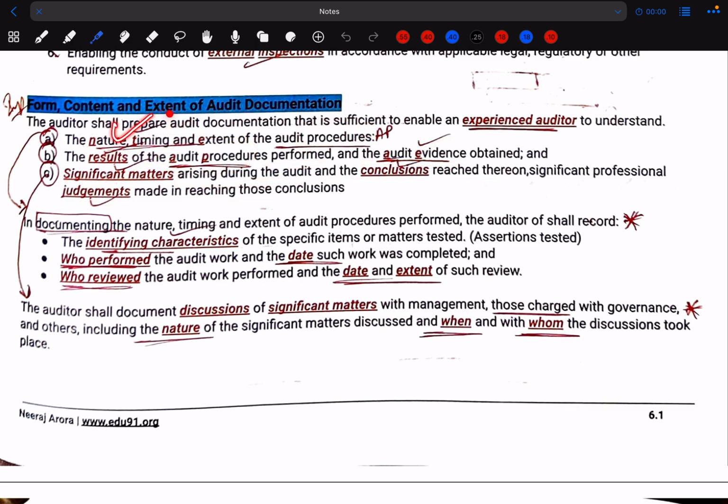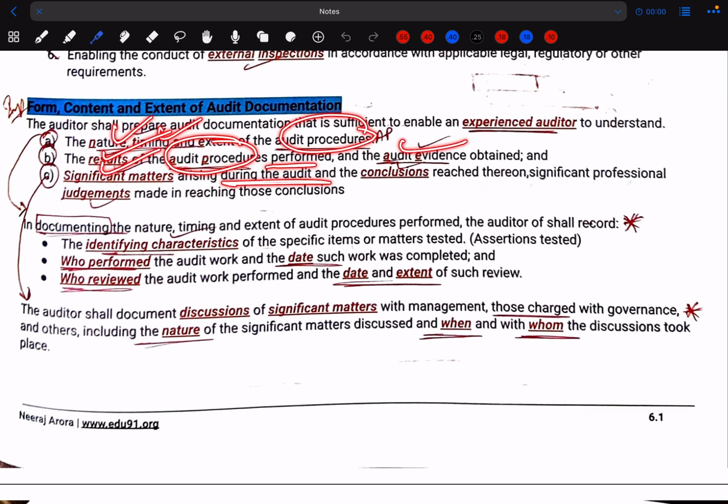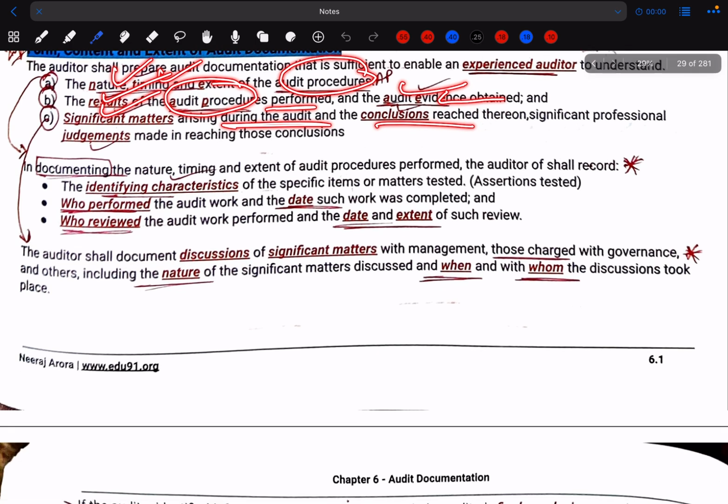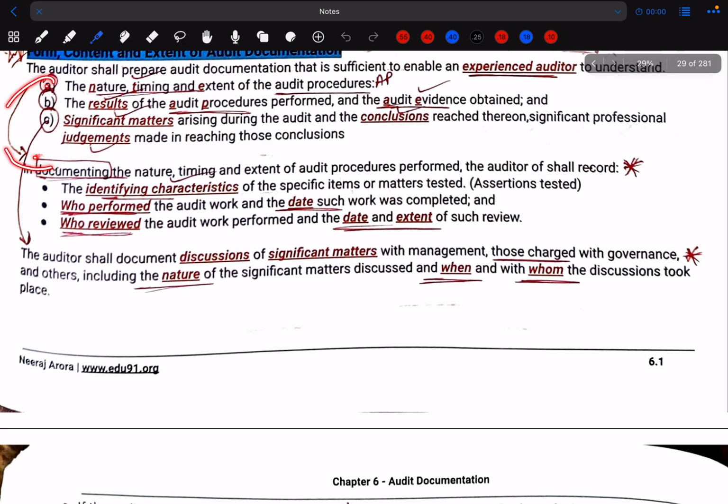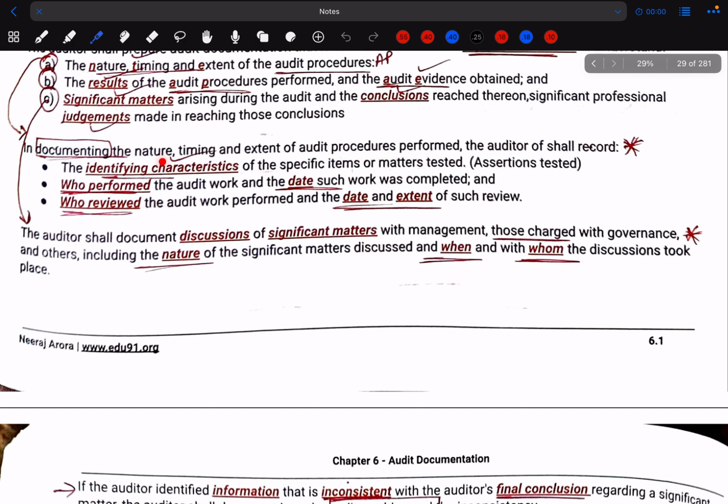Three things. The first one, nature, timing and extent of procedures, the results of the audit procedures performed and audit evidence obtained, and significant matters arising during the audit and the conclusions reached. Next, in documenting the nature, timing and extent of audit procedures, you have to remember 3 things. First, identify the characteristics of the specific items or matters tested; then who performed the audit work and the date; and who reviewed it and the date and extent of such review.